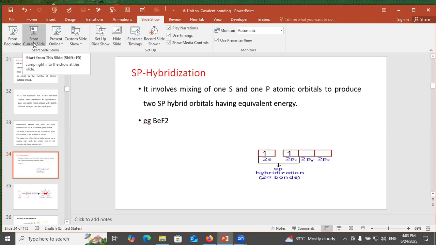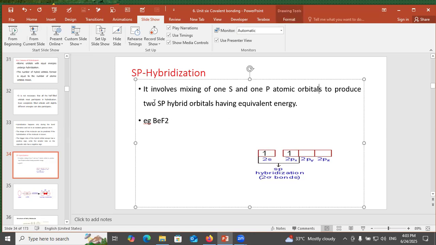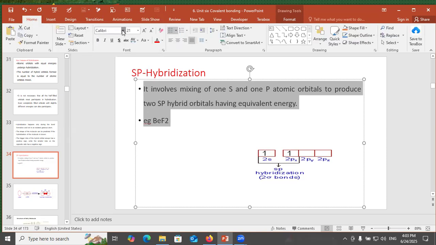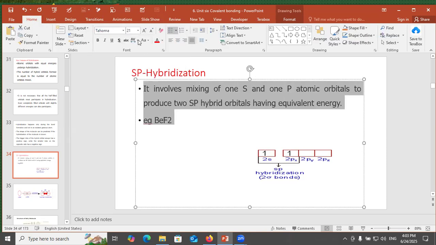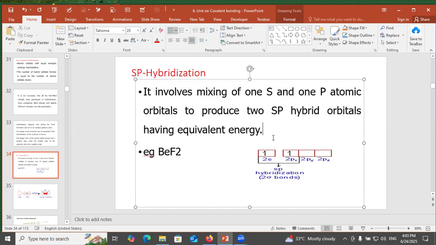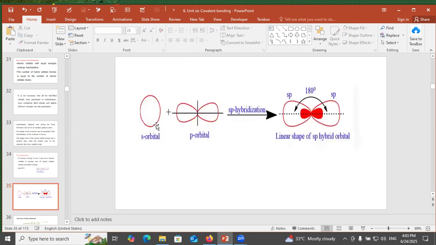sp hybridization involves one s and one p atomic orbital to produce two sp hybrid orbitals having equivalent energy. The s orbital and p orbital combine, that is, the sp hybrid orbitals.